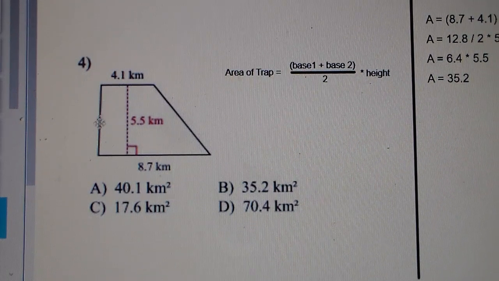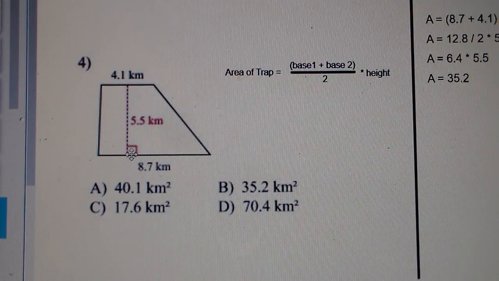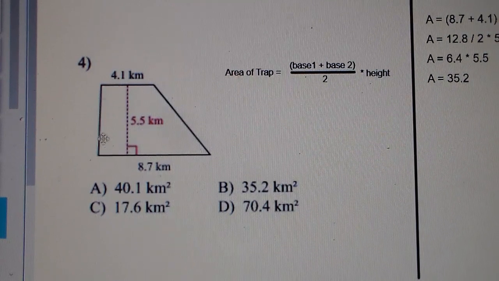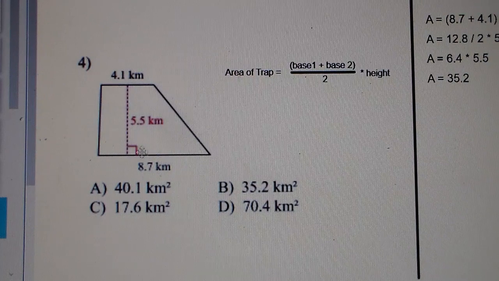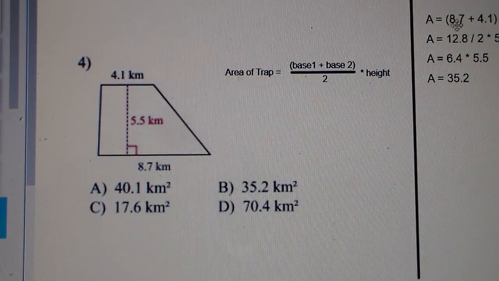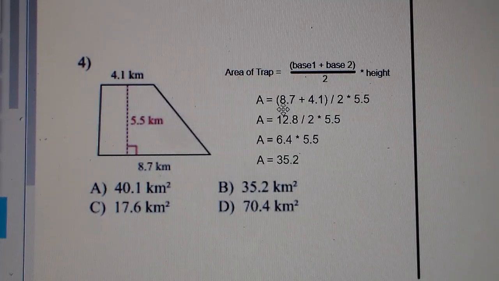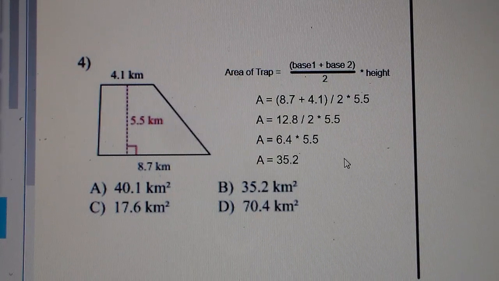Now this trapezoid even kind of almost looks vertical. This line right here. But the perpendicular line of the two bases is the 5.5. And here's the work. We substitute it in. 8.7 plus 4.1 is 12.8, divided by 2 is 6.4, and 6.4 times 5.5 gets us 35.2.